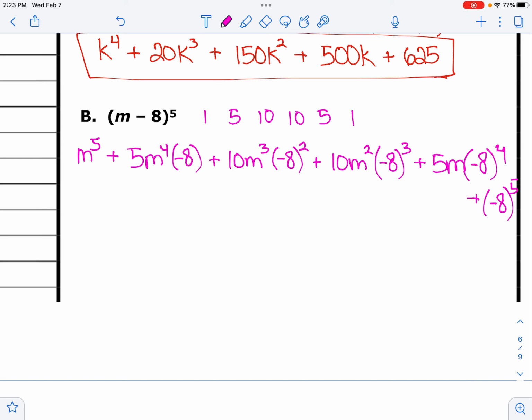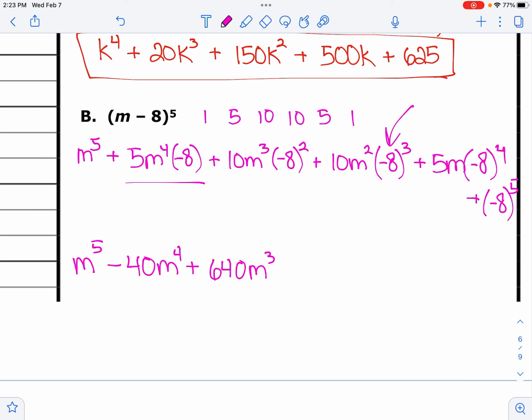You can see this is going a lot faster already. m to the 5th. I want to simplify this. I want to do exponents first. Well, I can't do anything with m to the 4th, but I can do something with the negative 8 and the 5. So negative 8 times 5 is negative 40, and then m to the 4th. Plus, now I want to do this first before I do times 10. So negative 8 times negative 8 is positive 64. So I'm going to have 64 times 10, which is 640 m to the 3rd.